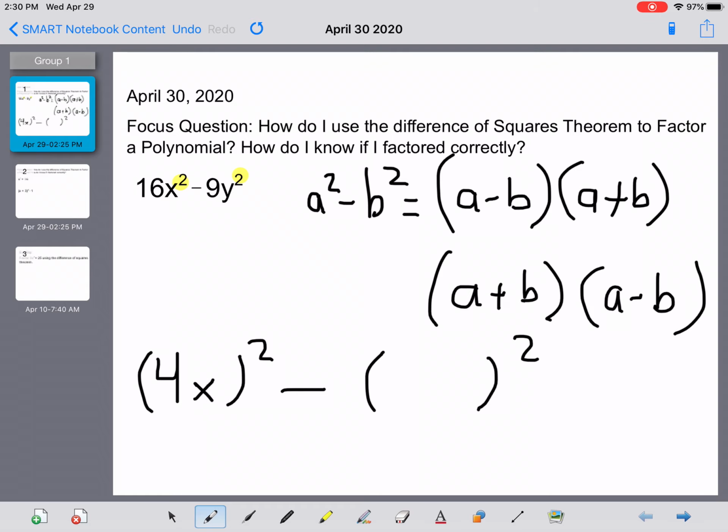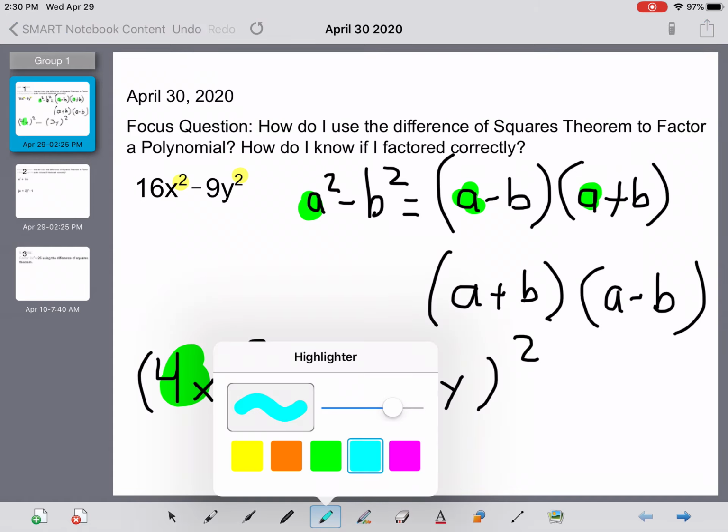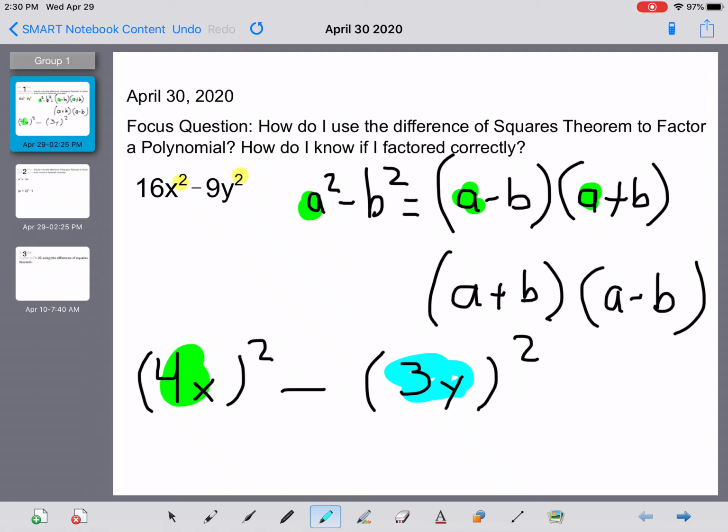And let's just test it. So we're saying 4x to the second power is the same as 16x squared, or 16x to the second power. 4x times 4x, yes, it's 16x squared. Now, 9y to the second power. What times itself will give us 9y to the second power? That is 3y. So if we're writing this out, remember our a value is 4x, that's our a value, and 3y here is our b value.